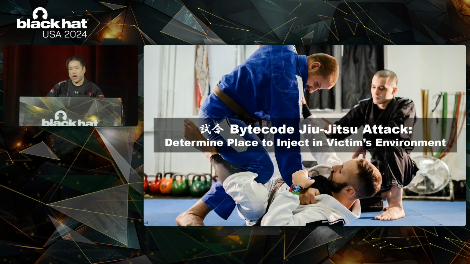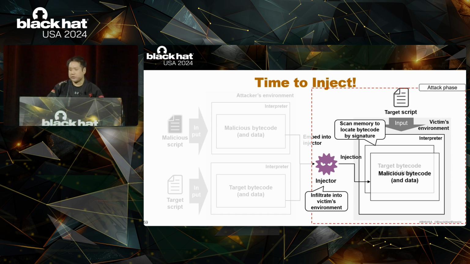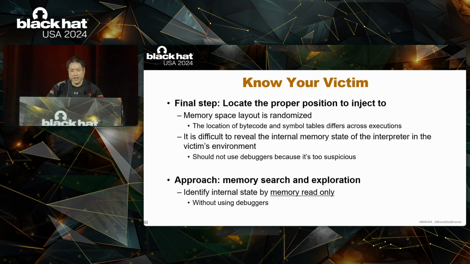Here, we will show you how to do bytecode Jiu-Jitsu in the victim's environment. Now we have extracted bytecode and symbol tables, so we are at the attack phase, and it's time to inject them. So the final step is to know your victim, to inject them into the proper position. In recent operating systems, memory space layout is generally randomized, so the location in memory where we inject them differs from execution to execution.